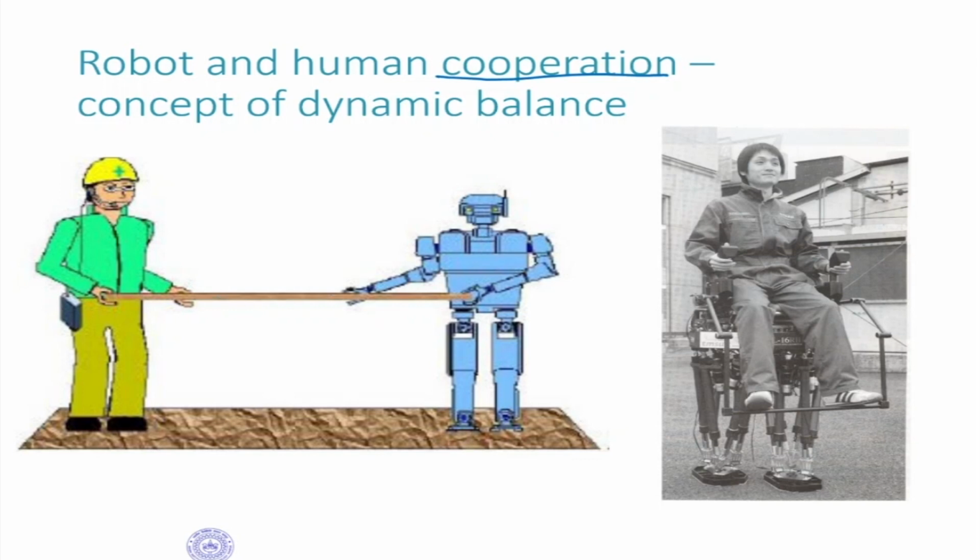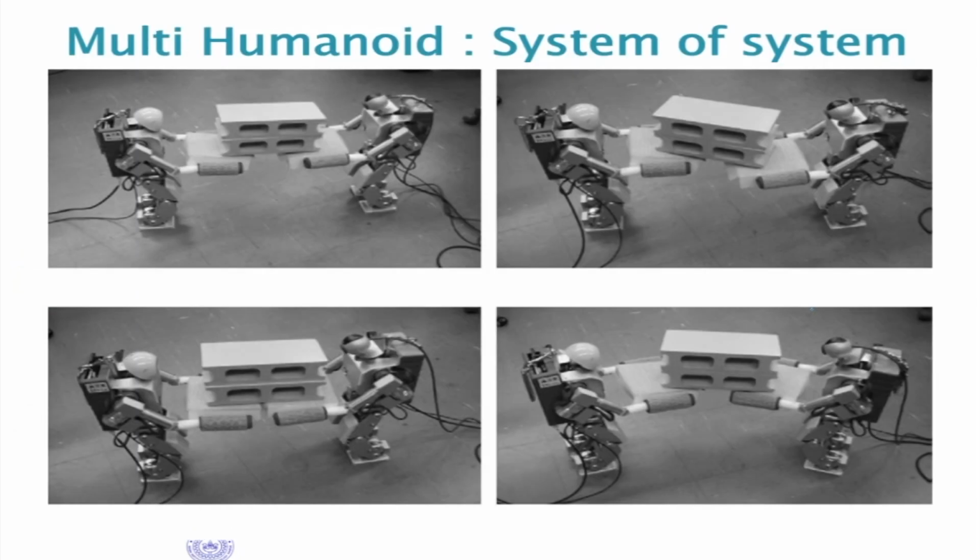Here is a robot which is actually carrying a human now. This is two robots which are actually carrying an object and taking it somewhere. Again, the same idea where there is cooperation to do a task together.